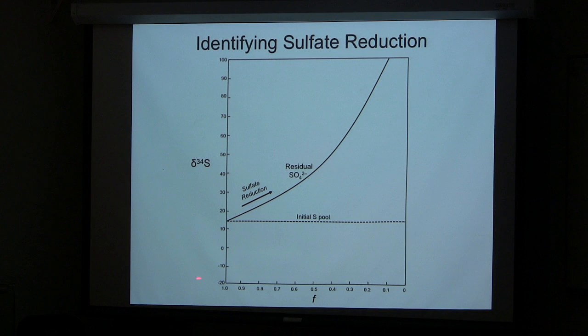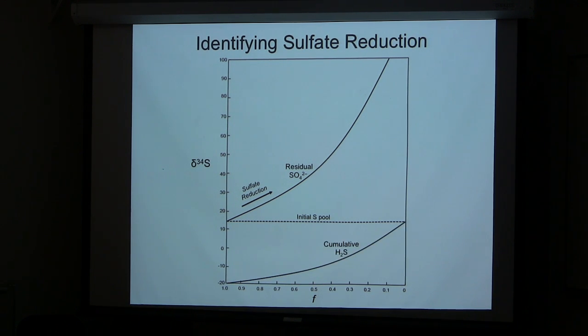But as you can see, as we move from left to right on this diagram, the amount of sulfate within the system gets reduced or decreased. And as the sulfate is decreased, we have the isotopic enrichment of this residual sulfate. And this is due to the kinetic isotope fractionation effect.